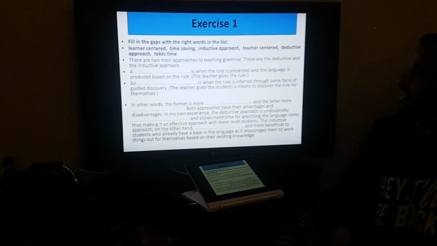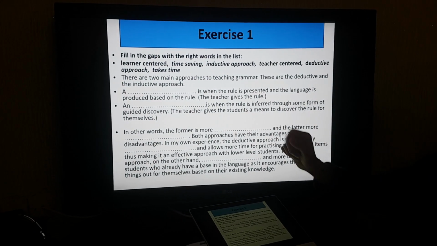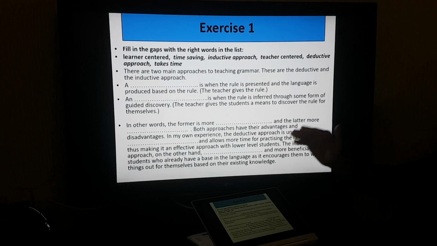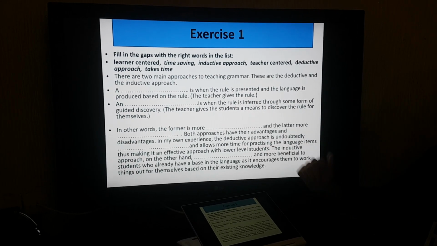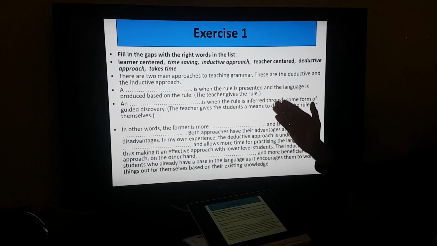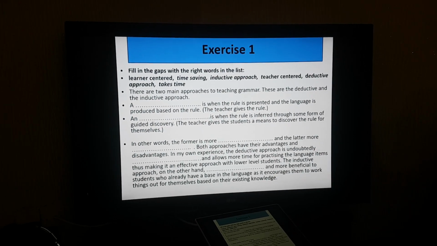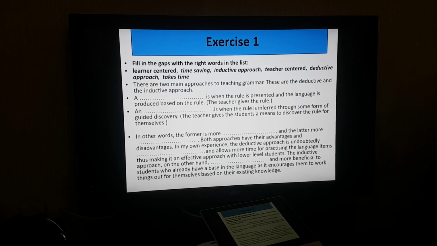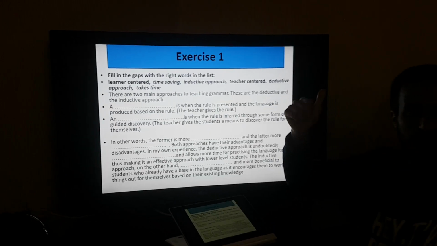Now, exercise. Fill in the gaps with the right words in the list. We have learner-centered, time-saving, inductive approach, teacher-centered, didactic approach, and takes time. Let me read. There are two main approaches to teaching grammar. These are the deductive and the inductive approach. The first is when the rule is presented and the language is produced based on the rule. The teacher gives the rule, as in presentation number 1.